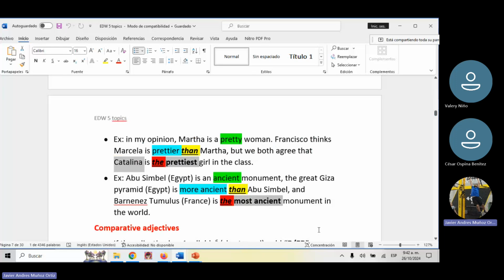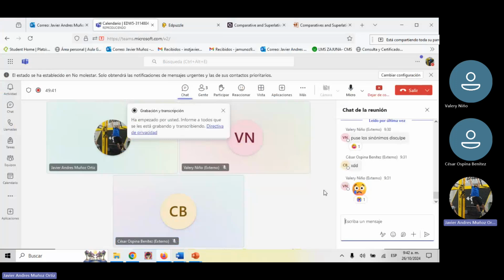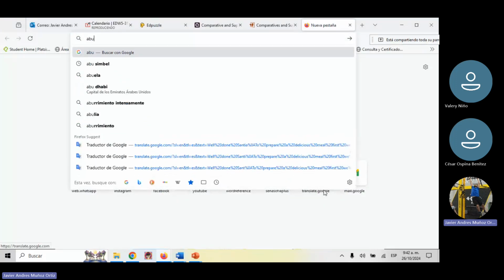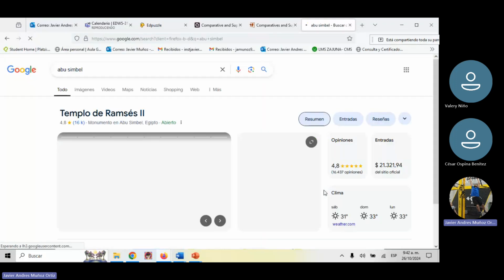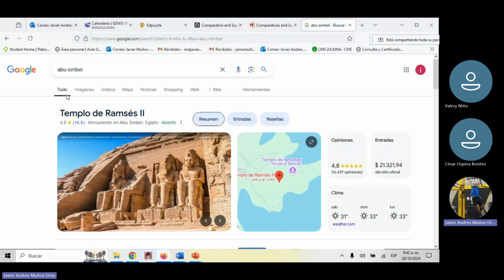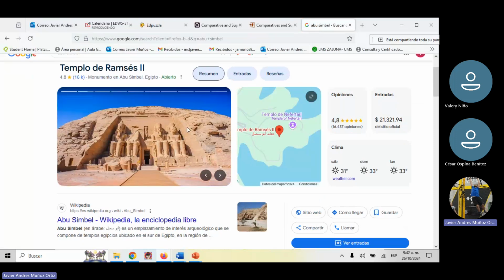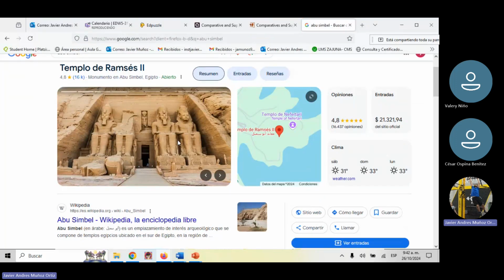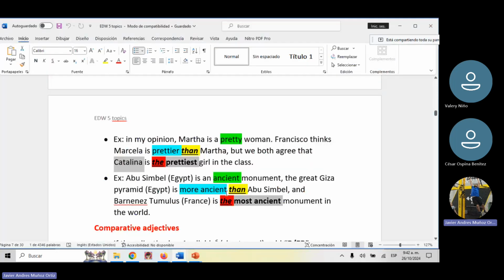Let's go with another example. Abu Simbel in Egypt, I'm pretty sure you know this place. This is a very famous place. This is a building created by Ramses II, right? So I am pretty sure you have seen this in movies, in postcards, on the internet, in series, and so on. So this place is an ancient monument. Okay, it's a building created by humans, and this is very old. Good.